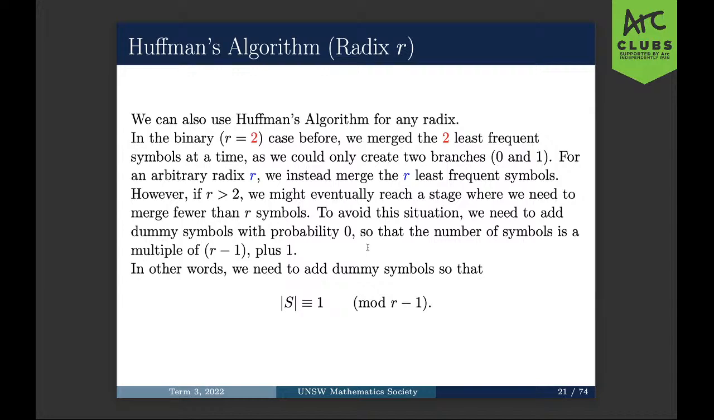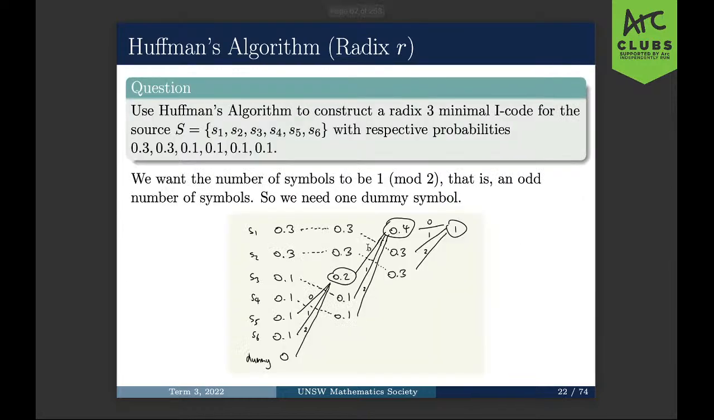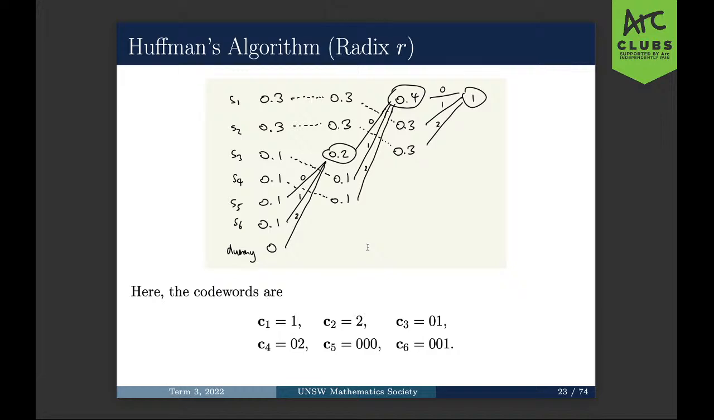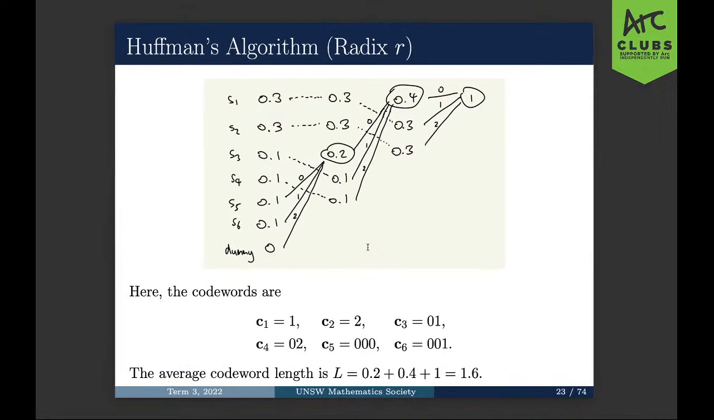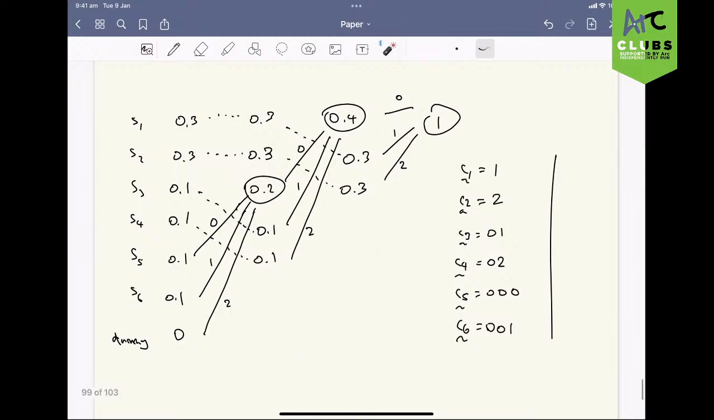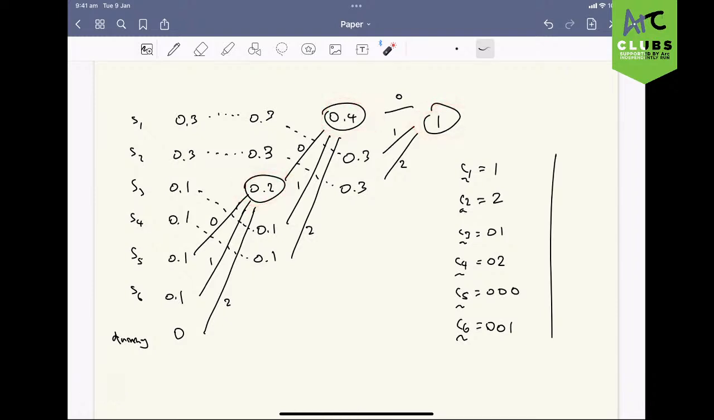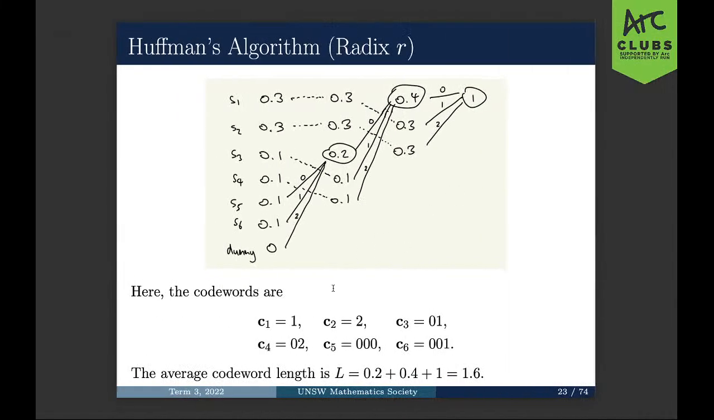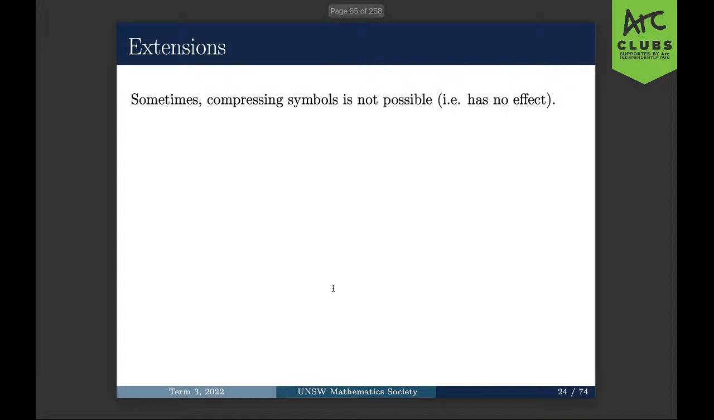Hopefully that made sense. If we wanted to find the average code word length, we can just use Knuth's theorem again. It works for any radix. We still just look at these circle nodes over here, the probabilities that arise from merging symbols. So the average code word length here is going to be, going from left to right, 0.2 plus 0.4 plus 1, which is 1.6. Just look at the merged ones. And okay, it should be good.